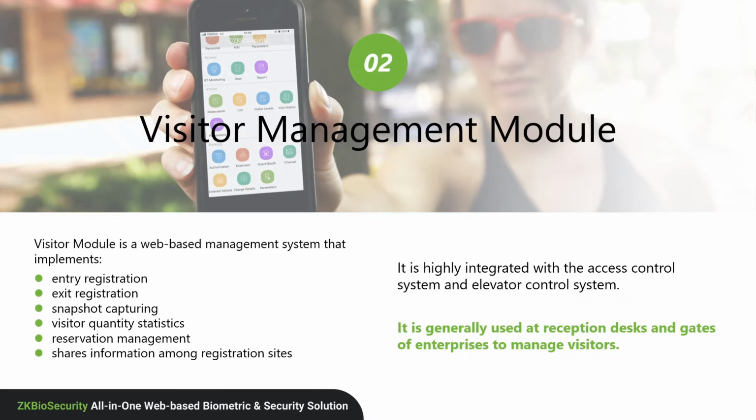So let's see the second part, the visitor management module. The visitor module is a web-based management system that implements entry registration, exit registration, snapshot capturing, visitor quantity statistics, reservation management, and sharing of information among registration sites. It is highly integrated with the access control system and elevator control system. It is generally used at the reception desk and gates of enterprises to manage visitors.